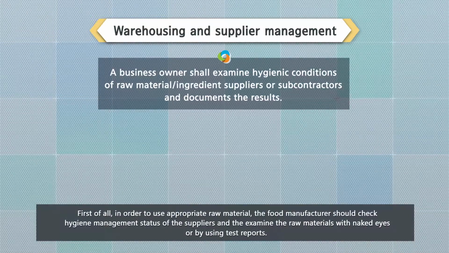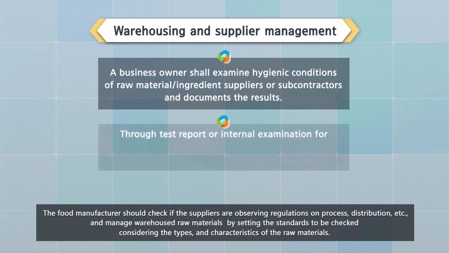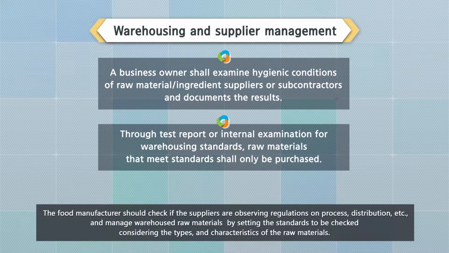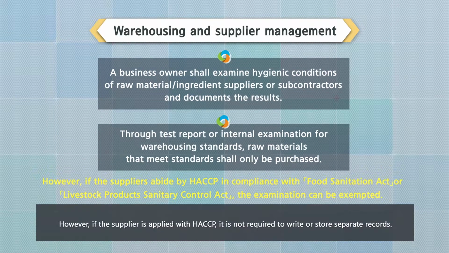First of all, in order to use appropriate raw material, the food manufacturer should check hygiene management status of the suppliers and examine the raw materials with naked eyes or by using test reports. The food manufacturer should check if the suppliers are observing regulations on process, distribution, etc., and manage warehoused raw materials by setting the standards to be checked considering the types and characteristics of the raw materials. However, if the supplier is applied with HACCP, it is not required to write or store separate records.